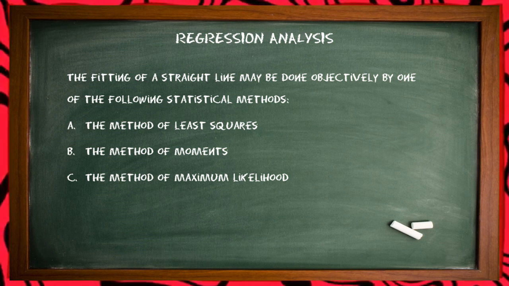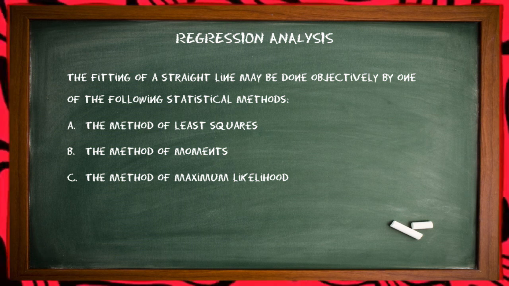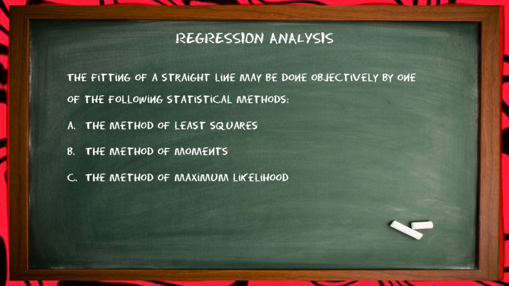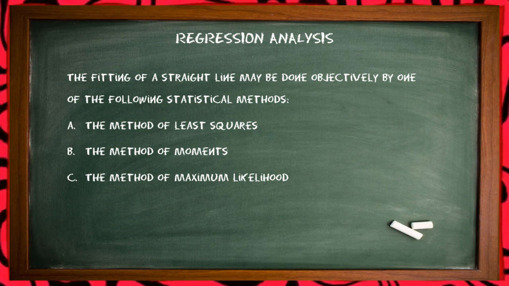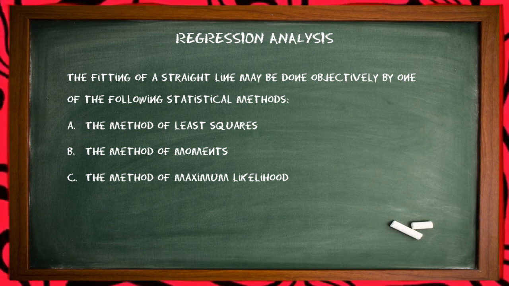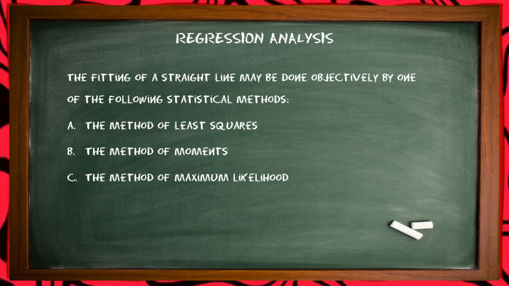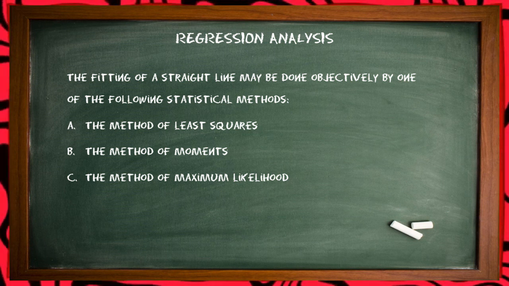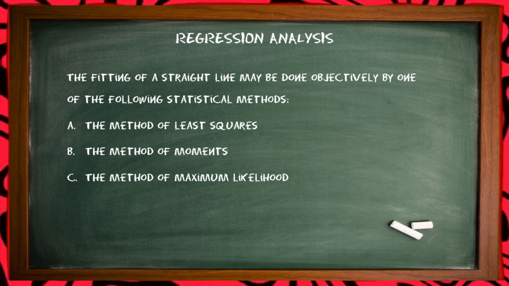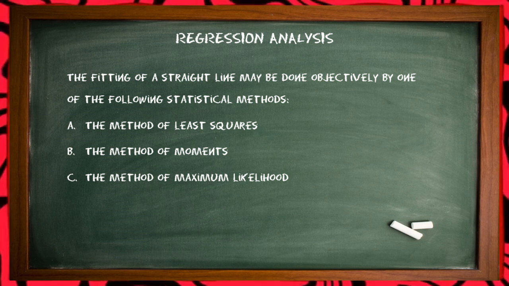The fitting of a straight line may be done objectively by one of the following statistical methods: A. The method of least squares. B. The method of moments. And C. The method of maximum likelihood. But the common method is the method of least squares.